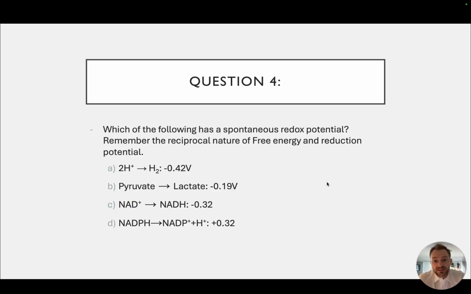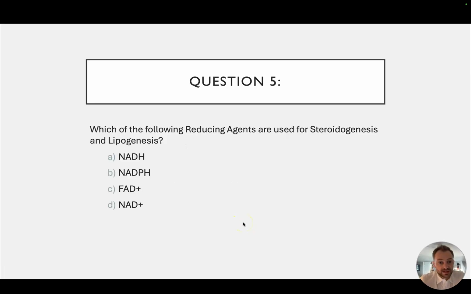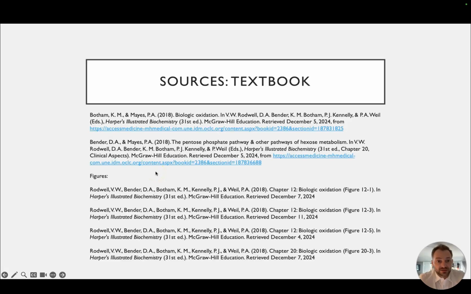Which of the following has a spontaneous reaction in the forward direction? Only positive number here is NADPH to NAD+, so we know that must be the answer. Which of the following reducing agents are used for steroidogenesis and lipogenesis? We know that NADPH is used for these.